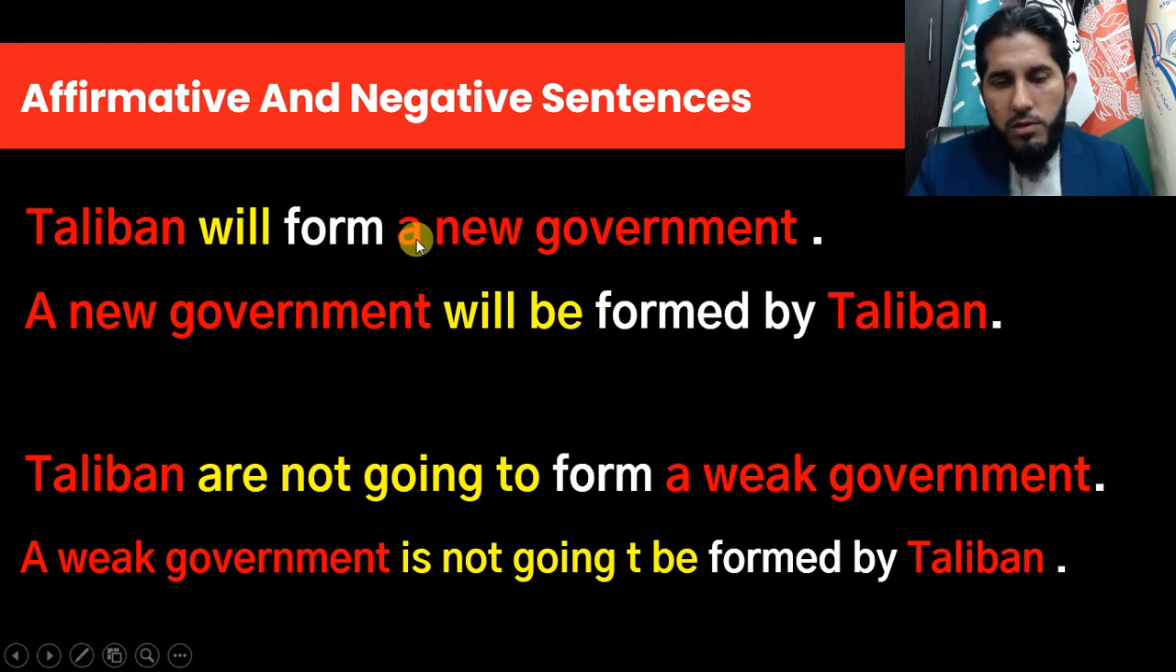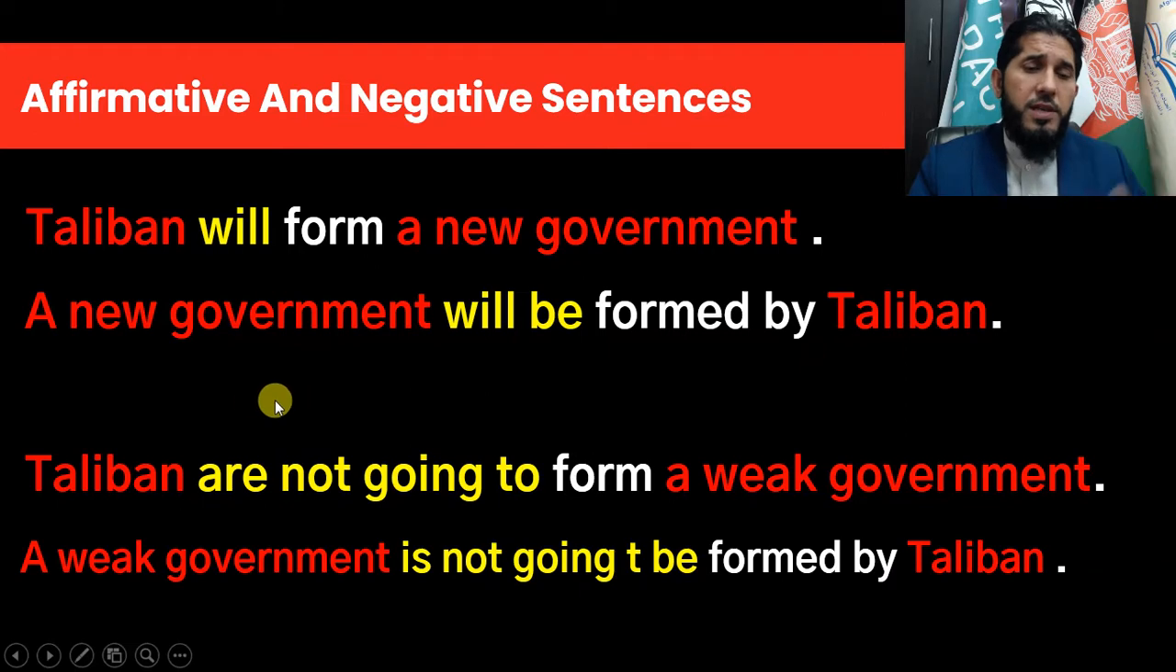So now this object of the active sentence becomes the subject of the passive sentence: a new government. And you bring the same auxiliary, will. But before that you need be itself, I mean the form of be. Be, and then the main verb form is changed to past participle form, formed, by Taliban. So Taliban was the subject here, it became the object over here. A new government will be formed by Taliban. Or you may say a new government is going to be formed by Taliban, or a new government is gonna be formed by Taliban, in spoken English.